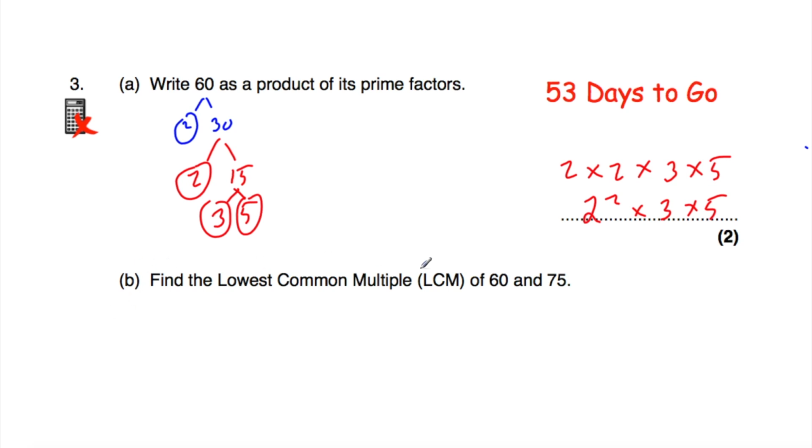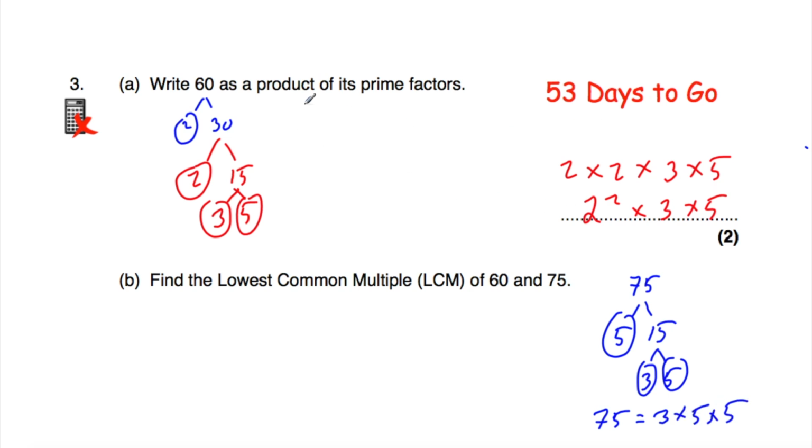Okay, so let's have a look at part B. Part B says find the lowest common multiple of 60 and 75. Well, we've written 60 as a product of primes. It's 2 times 2 times 3 times 5. Now let's write 75 as a product of primes. 75 is divisible by 5, so that would be 5 times 15. 5's prime, so let's circle that. 15's not, so that would be 3 times 5. And let's circle those. So 75 is equal to 3 multiplied by 5 multiplied by 5.